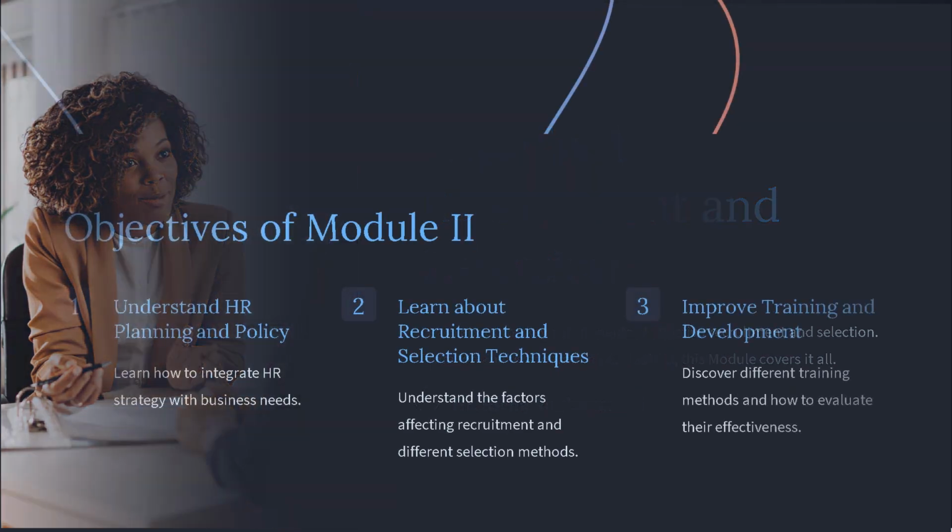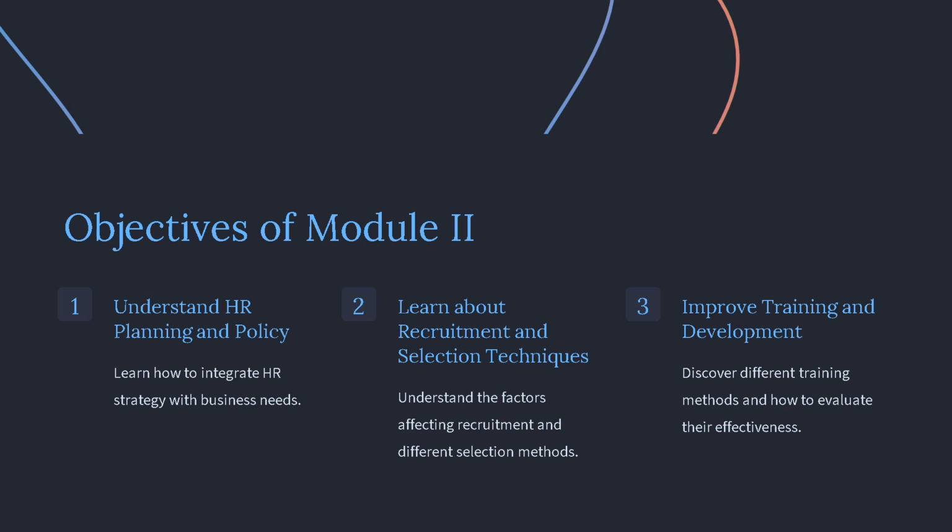Now, in simple terms, this module is going to focus on three very important aspects of HRM. The first is understanding HR planning and policy, that is human resource planning and policy. In this we are going to learn how to integrate HR strategy with the business needs and requirements. Number 2 deals with learning about recruitment and selection techniques: the different techniques used for recruiting and hiring people, and the criteria or selection techniques to get the best talent in your organization.